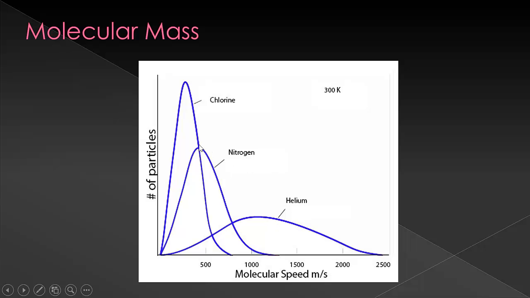You look at nitrogen, its peak is around 500. So most of its particles are at 500. Chlorine, most are at 250. So the lighter you get, the faster you get. And again, just like before, even though this peak is lower, that's just because helium has more possible speeds that it can sample, and so its distribution is wider. It's just a stretched out graph. But you're looking at where the majority of the particles are according to the x-axis.